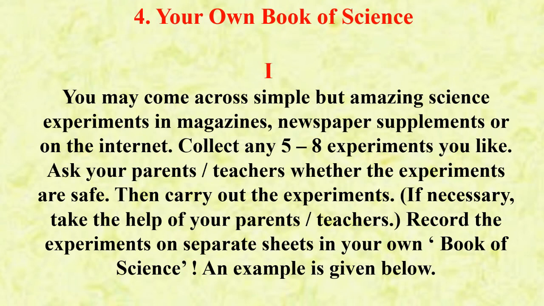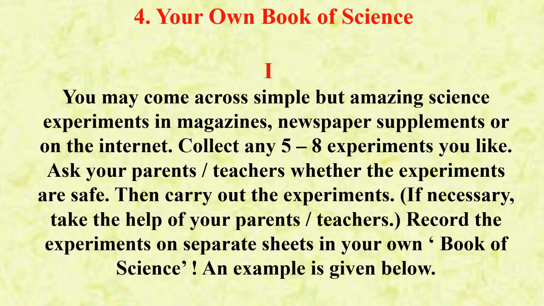I'm going to read it and you listen carefully. Your Own Book of Science, Part 1. You may come across simple but amazing science experiments in magazines, newspaper supplements, or on the internet. Collect any 5 to 8 experiments you like. Ask your parents or teachers whether the experiments are safe. Then carry out the experiments. If necessary, take the help of your parents or teachers. Record the experiment on a separate sheet of your book of science.